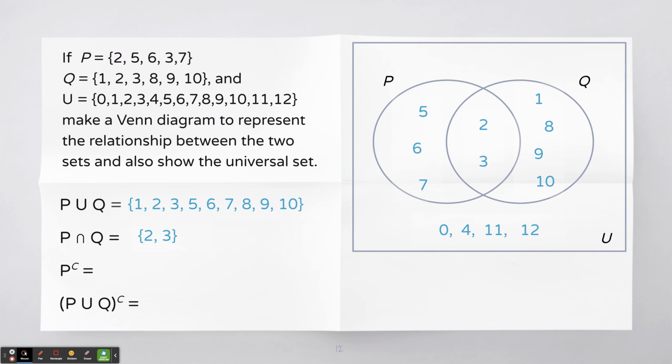How about the complement of set P? All numbers that are outside of set P, but part of the universal set. I typically list these numbers in order, starting with 0, and then 1, 4, 8, 9, 10, 11, and 12. Now this last one is interesting. We are looking for a complement. And remember, complement is numbers outside of a certain set. So we're looking for numbers that are outside of P union Q. And the numbers 0, 4, 11, and 12 are in that set. So that's how Venn diagrams and set theories are connected.